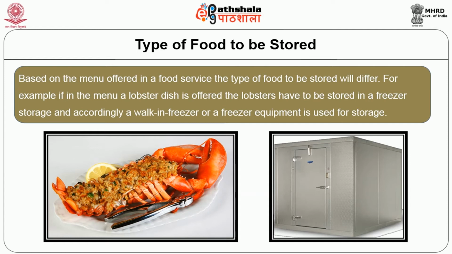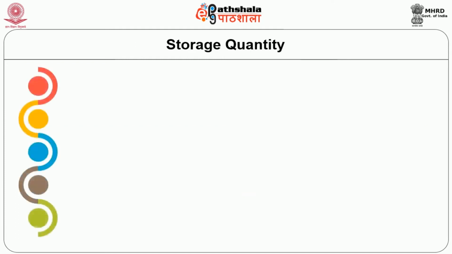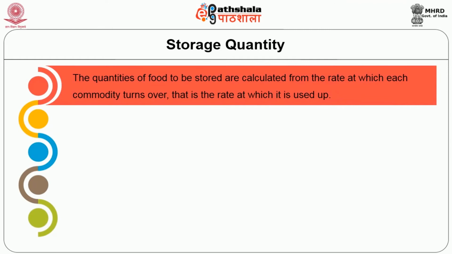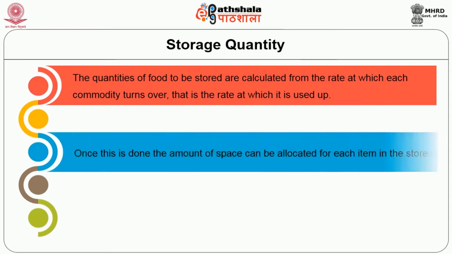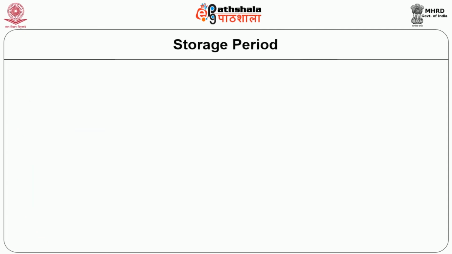The second is storage quantity. The quantities of food to be stored are calculated from the rate at which each commodity turns over, that is the rate at which it is used up. Once this is done, the amount of space can be allocated for each item in the store. The package size ordered will determine whether an item requires shelf storage or ground arrangements in terms of storage space.